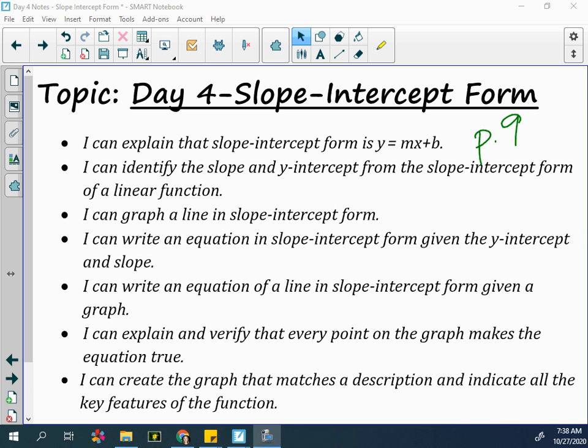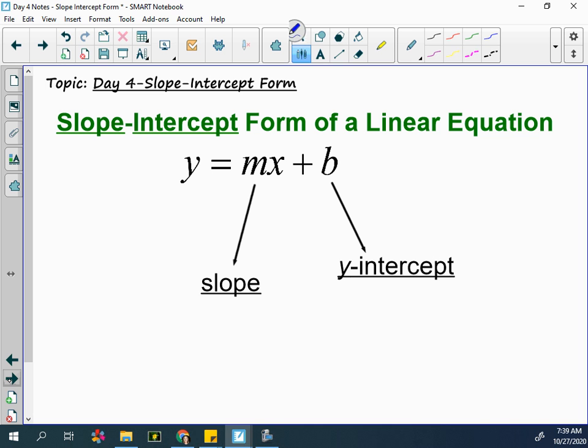Okay, slope intercept form. Just like point slope form, the name tells you the components in the formula. All right, so let's start here at the top. Go ahead and fill in those first two blanks, slope and then intercept.